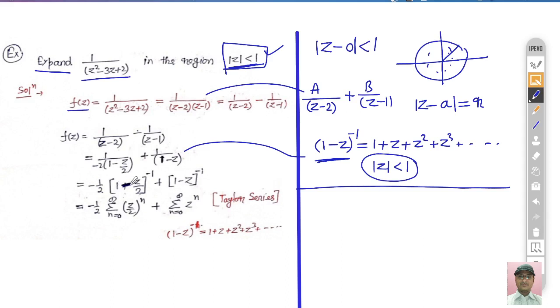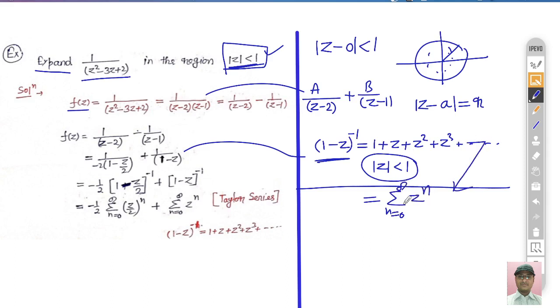So this will be (1 - z/2)^(-1), and in a similar way this will be (1 - z)^(-1). Now you see here, this is the same form, 1 + z + z² + z³ + ..., which is (1 - z)^(-1). So what can you write this as? You can write this as the summation over n from 0 to infinity of z^n, right?